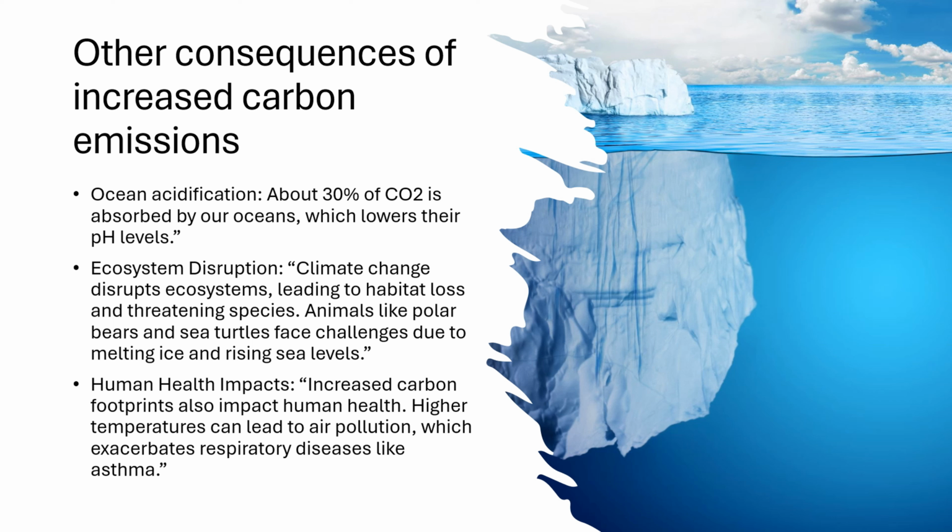Ecosystem disruption, like ecosystem disrupts climate change, leading to habitat loss. Animals like polar bears and sea turtles are facing challenges, almost going into extinction, and this is actually not a very good thing for the climate.